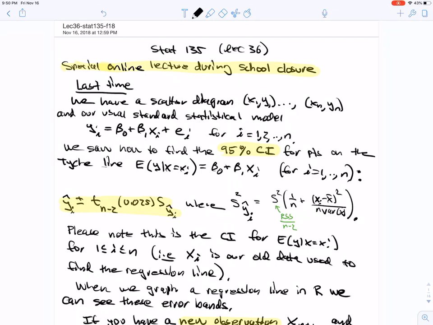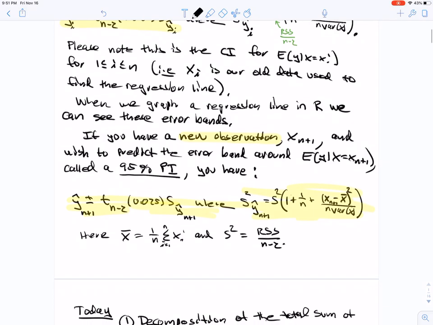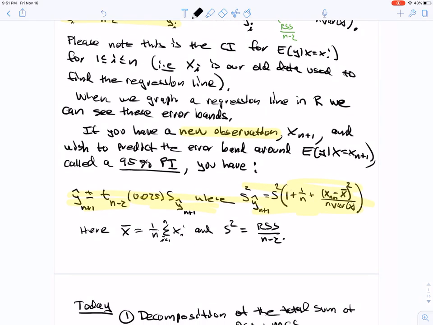So last time we talked about a confidence interval for the Tyche line. In the case where we have a new observation, we can also write a confidence interval for the expectation of y given that x is that new observation.